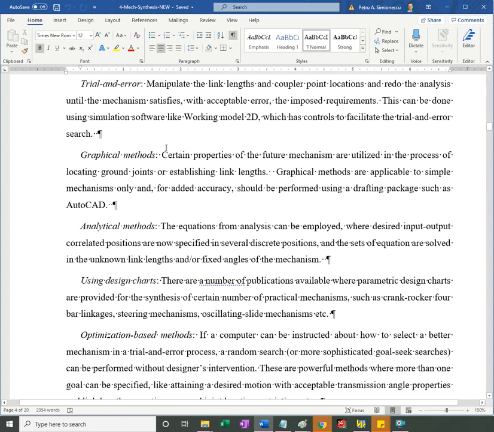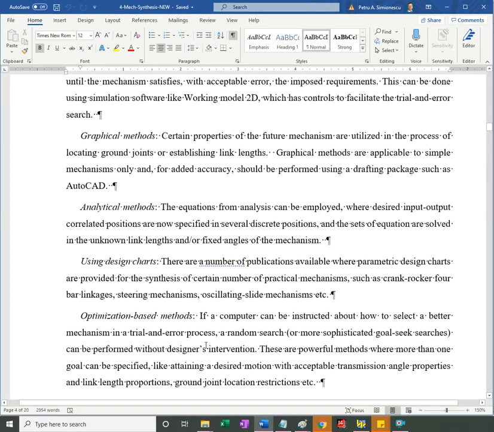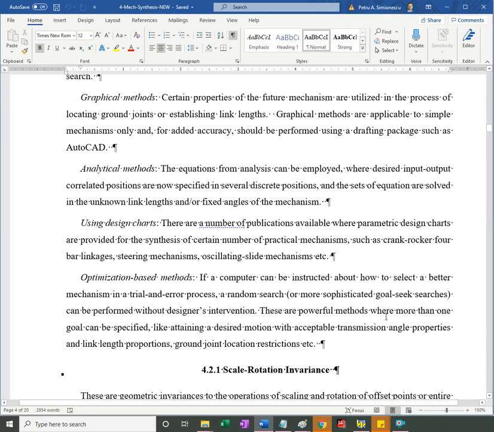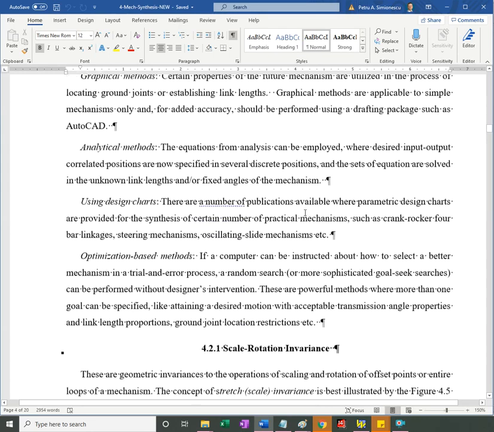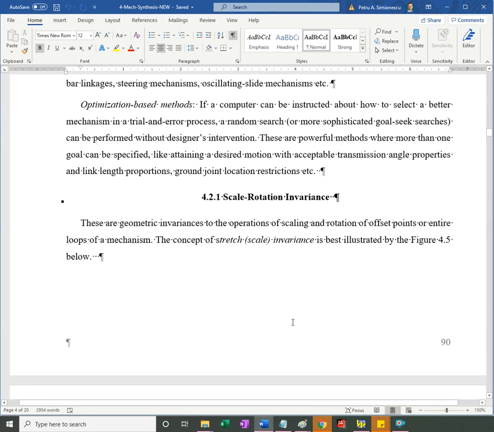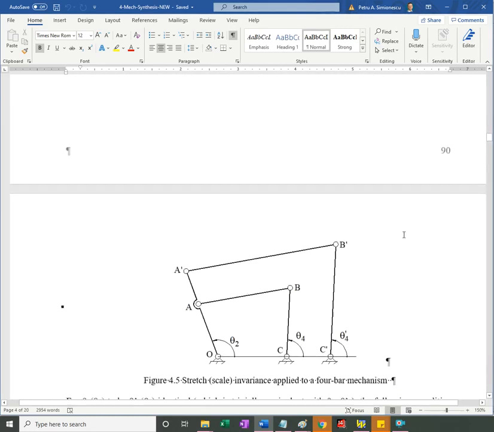So we looked at trial and error. If you can tell the computer how one mechanism is better than the other one, then the computer can do the trial and error in a guided fashion, although random search is not excluded, and select the best solution after very many trials, way beyond the limits and abilities of a human operator. All right, so before moving forward, I'm going to present this concept of scale, rotation, and variant.